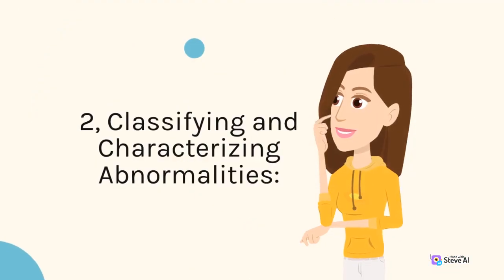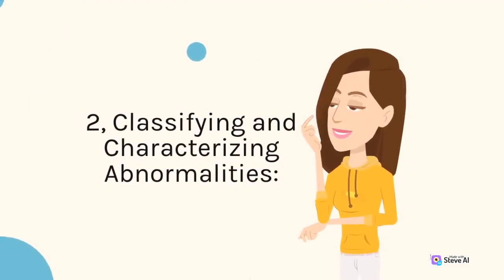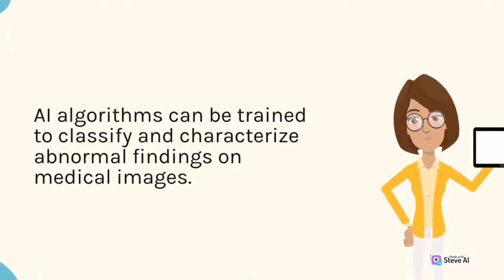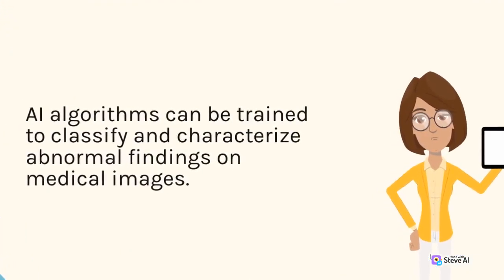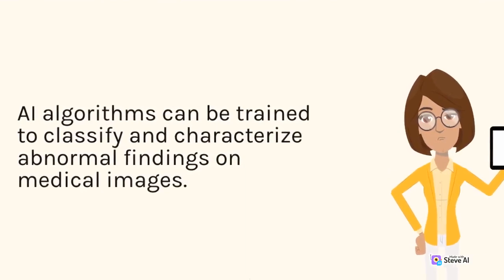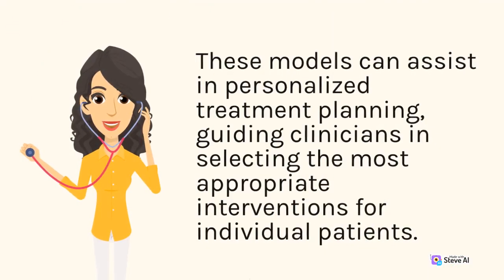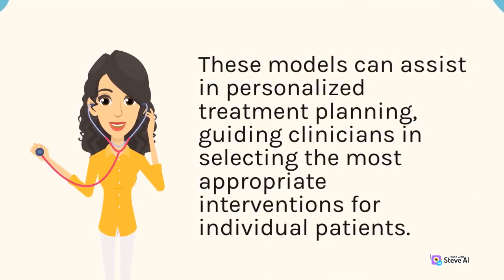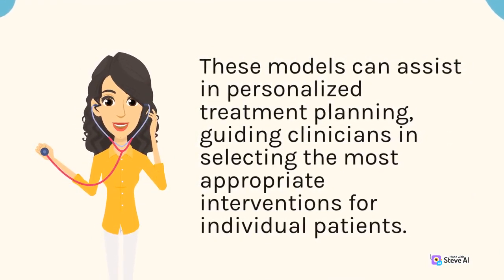2. Classifying and characterizing abnormalities. AI algorithms can be trained to classify and characterize abnormal findings on medical images. These models can assist in personalized treatment planning, guiding clinicians in selecting the most appropriate interventions for individual patients.